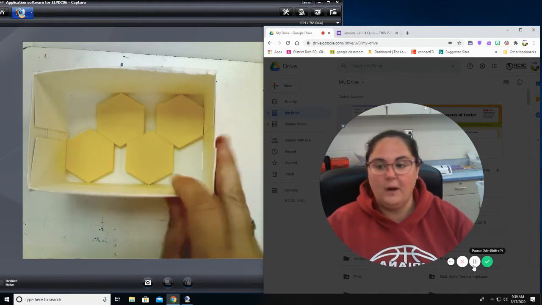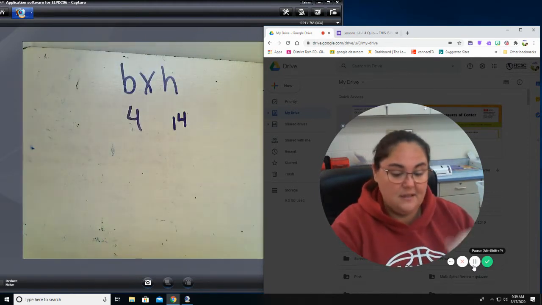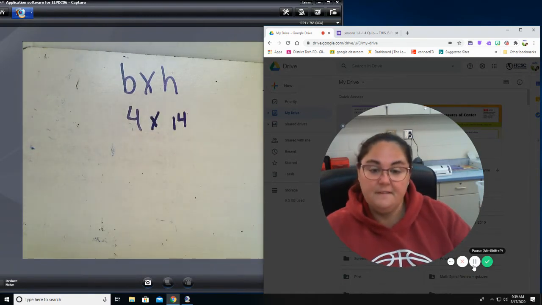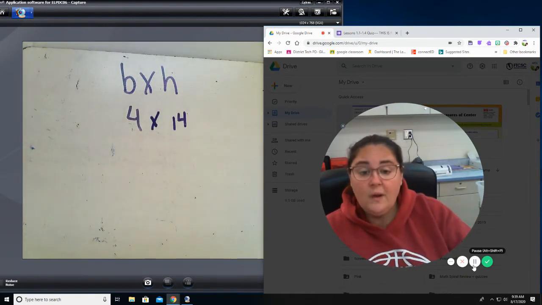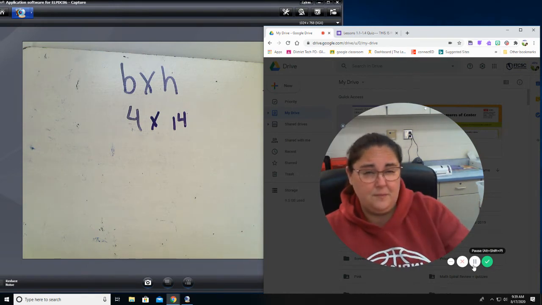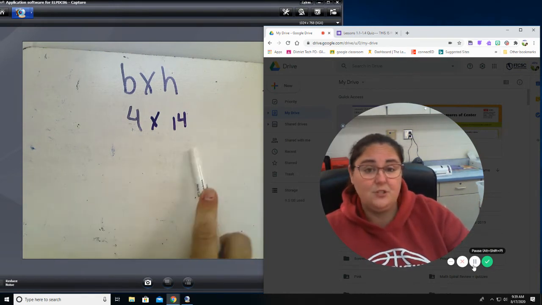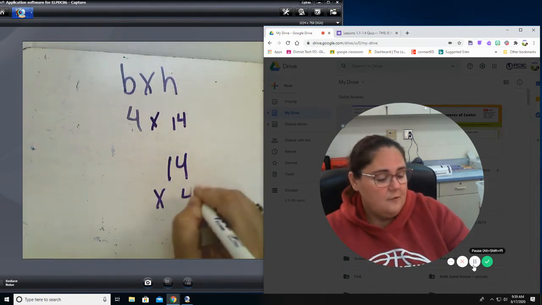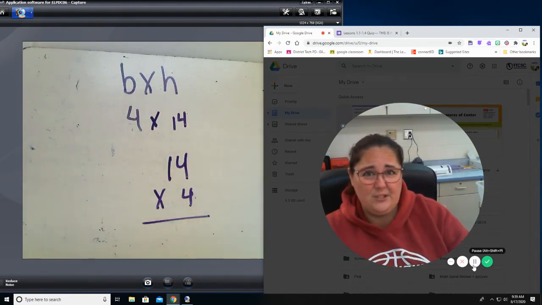So what we did is 4, and again, this is the same distance, their height as the other pieces. So there are 14 that fit across. So 4 times 14. What I want you to do is see if you can do that multiplication. This is 1 digit times 2 digits. So if you set it up, 14 times 4, I want to see if you can answer that question.